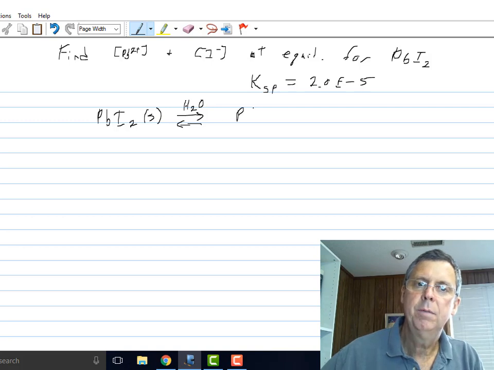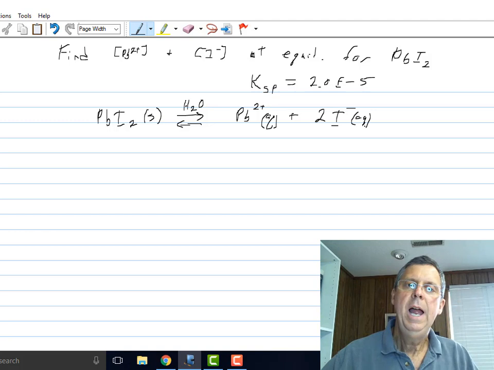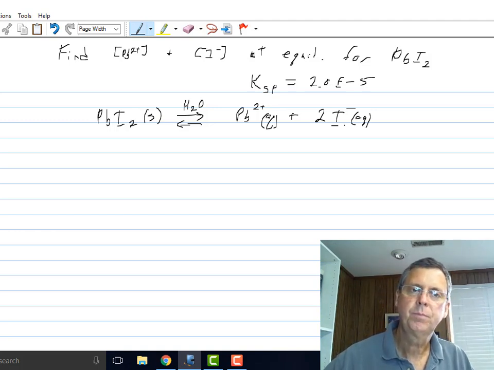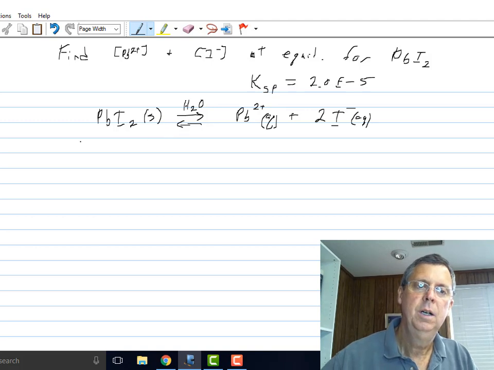And we'll be forming lead ions that are aqueous, plus iodide ions, also aqueous. And so we want to figure out what is going on with this expression. What do our equilibrium concentrations of the ions want to be?